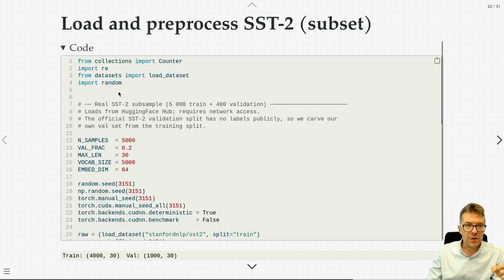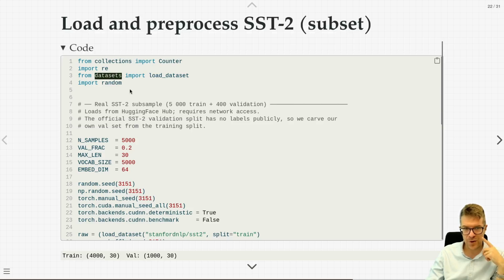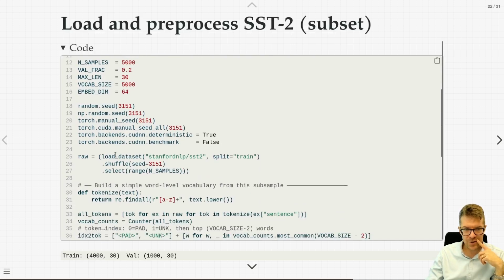So we're going to have to load it up. Here, SST comes from datasets, which is from Hugging Face. So we're introducing a bit of Hugging Face, which is also a very common library in machine learning. So go ahead and pip install datasets if you don't have it already. It has this load_dataset function, which allows us to load the Stanford NLP SST dataset. We're just going to grab the training dataset in this case.